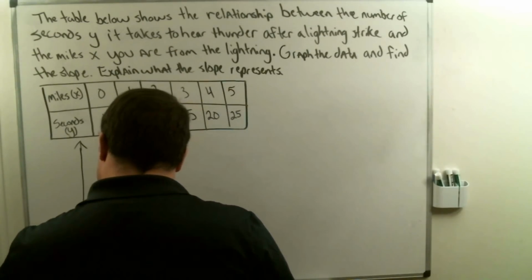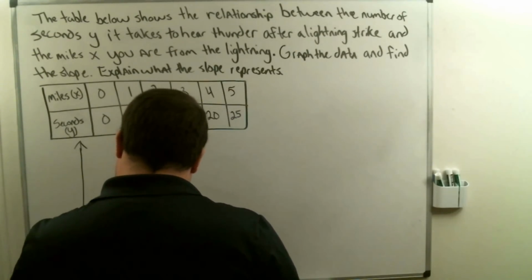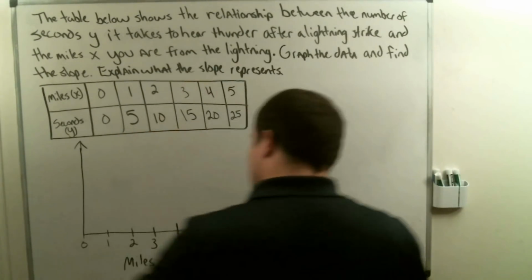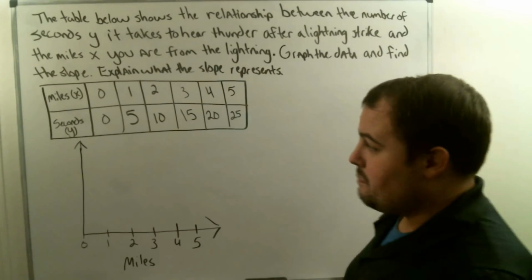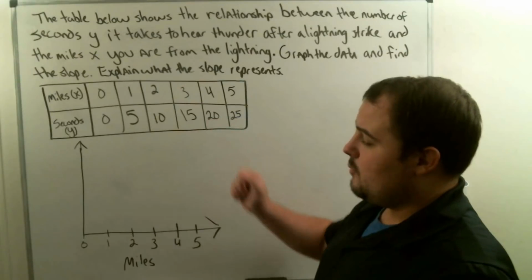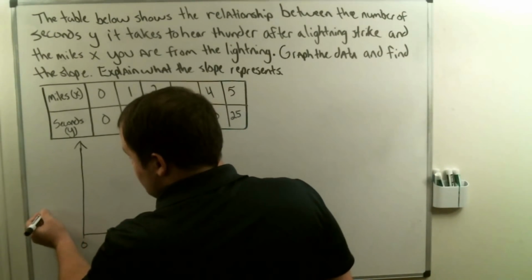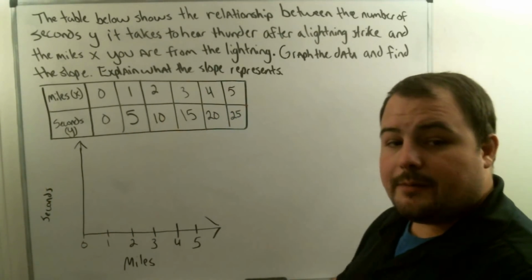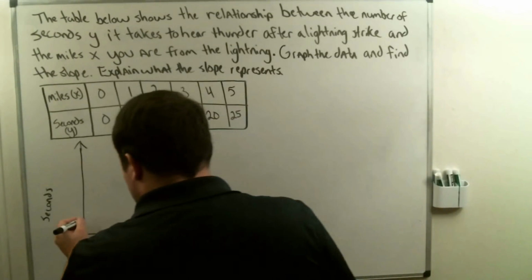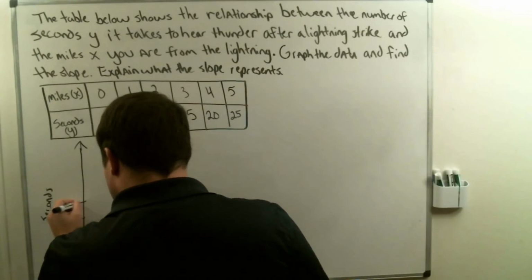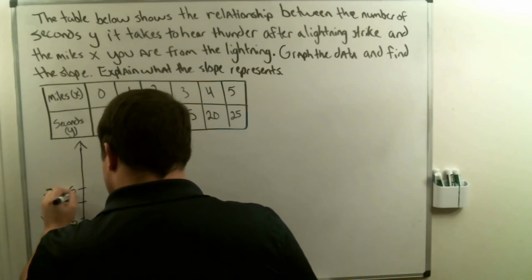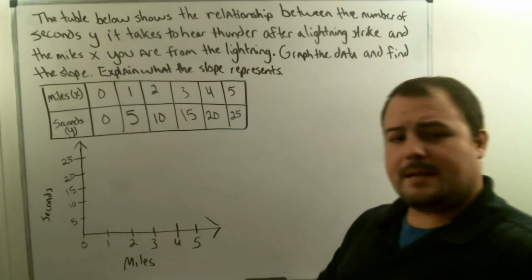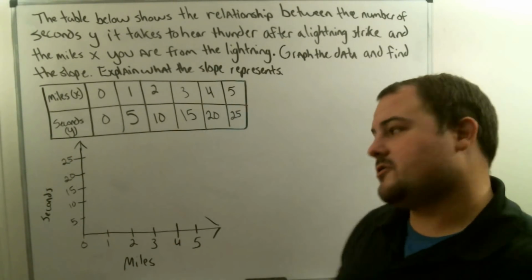So we're going to start with 0 here. 1, 2, 3, 4, and 5. So I put 0, 1, 2, 3, 4, 5. And now I'm going to do seconds on the y line. I know seconds is my y line, and I'm going to go by 5s. So here's 5, 10, 15, 20, and 25. And when I make my marks, I try to keep them equal distance apart. That's what you want to try to do.